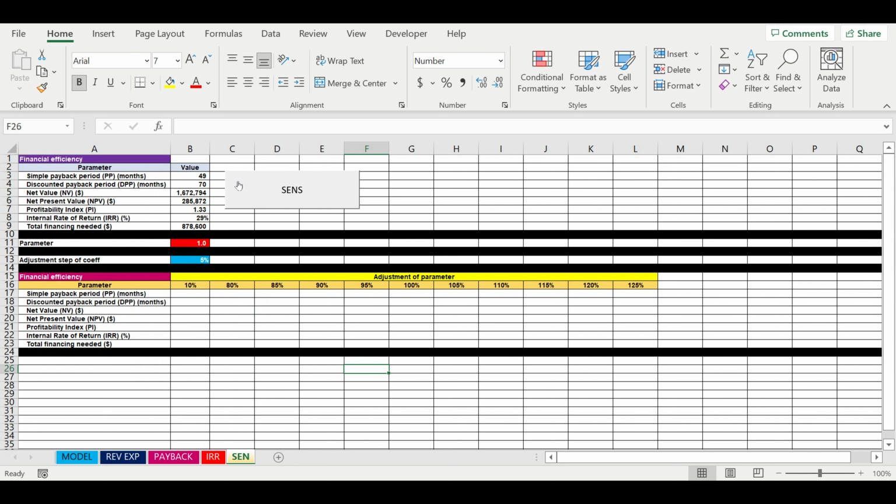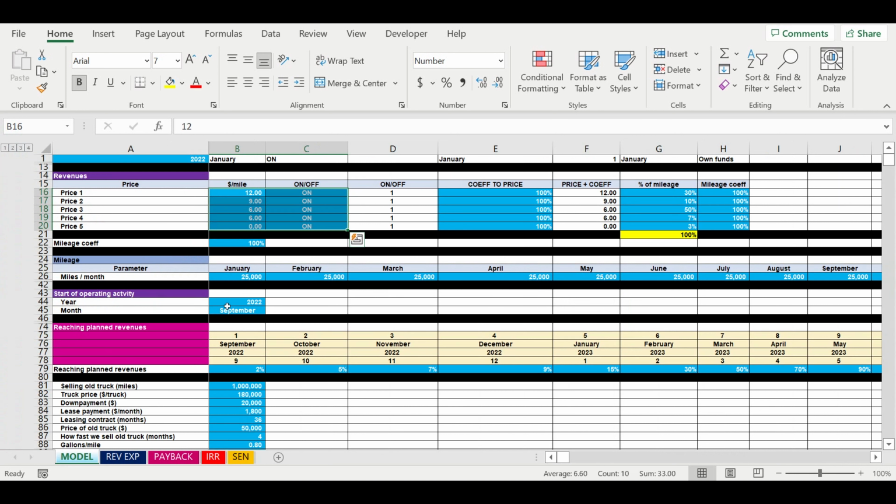Here in this spreadsheet we have a sensitivity analysis where we adjust the step of changing this or that parameter of revenues or expenses, and here we will be able to see what the financial efficiency parameters of this or that scenario are.